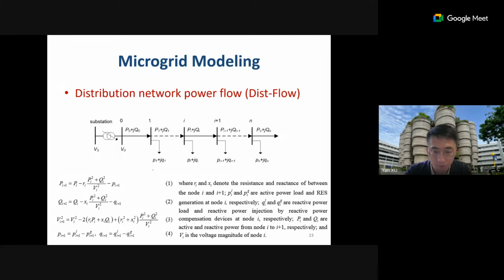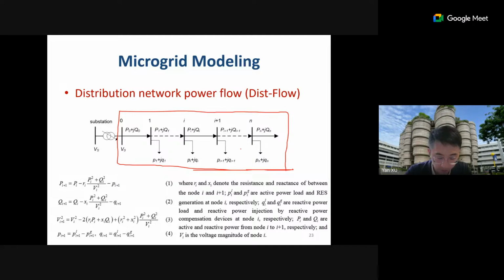Okay, if we have this example, we have a radial structured distribution grid. This is a grid substation, and from here we have this distribution network. You can see it's tree structured, radial tree structured. So according to KCL, Kirchhoff's current law, we can formulate the power injection equal to the total power output of a bus, right?